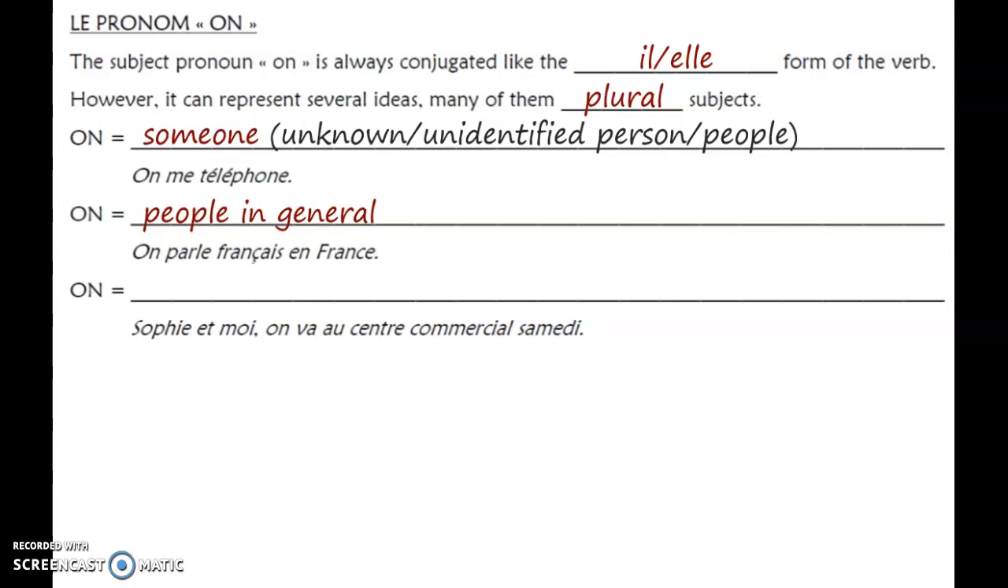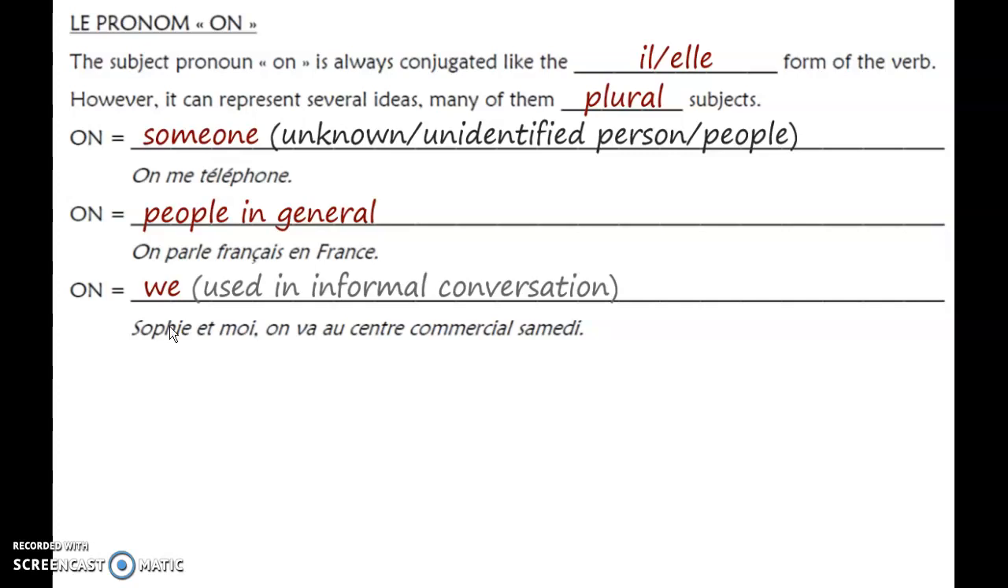But another meaning for on that's quite common, especially in conversation, is that on is simply a replacement for the nous form. It's also used to mean we. So rather than using the nous form and that -ons ending on the verb, quite often in informal conversation with friends or family, the French will replace the nous form with the on form.